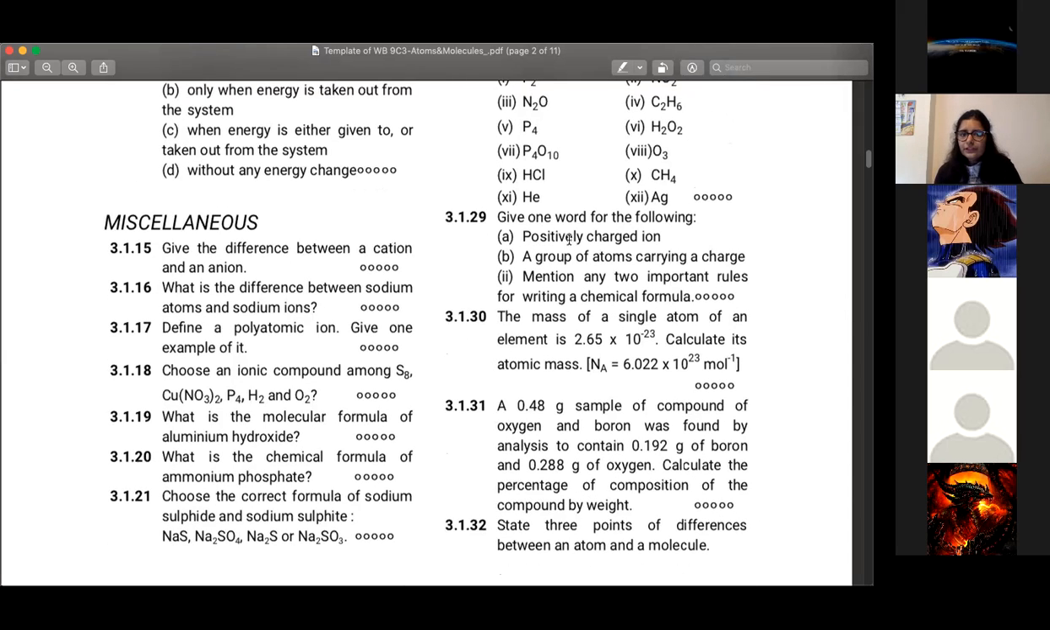Give one word for the following. Swayam, positively charged ion, what do you call it? Cation. Yes. Suhani, group of atoms carrying a charge. Ma'am, I can't see the question. Can you tell me the question number so I can see it in my book? Sure, 29B. One second, ma'am. Level 1, 29, the B part. A group of atoms carrying a charge, right? Yes.